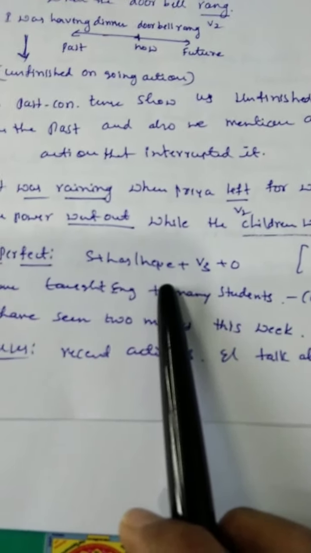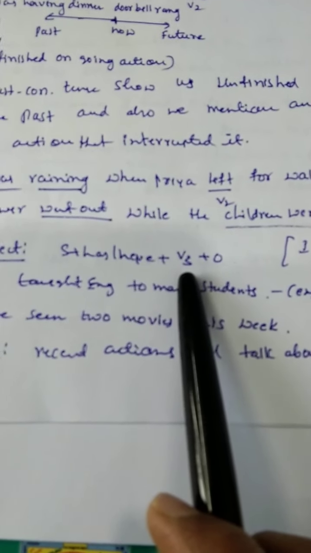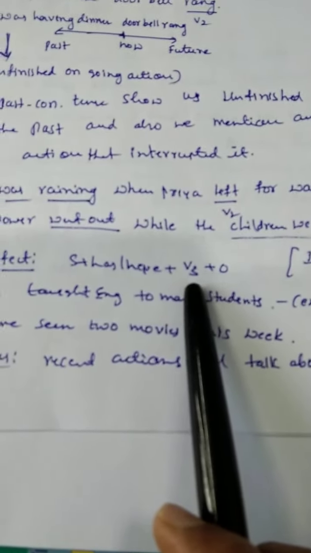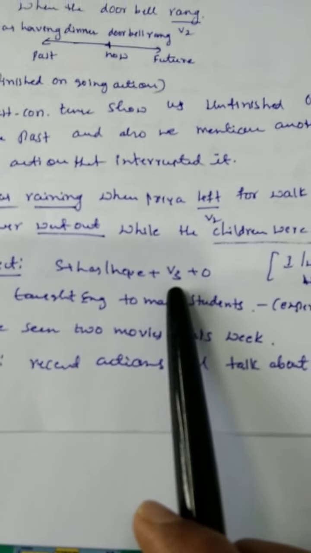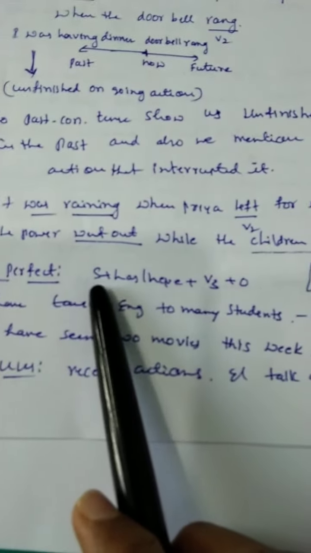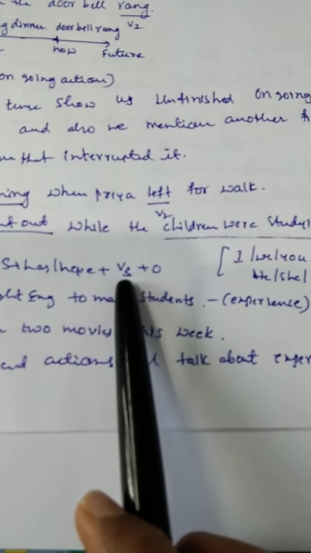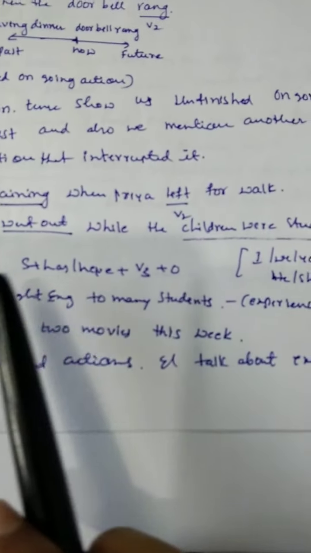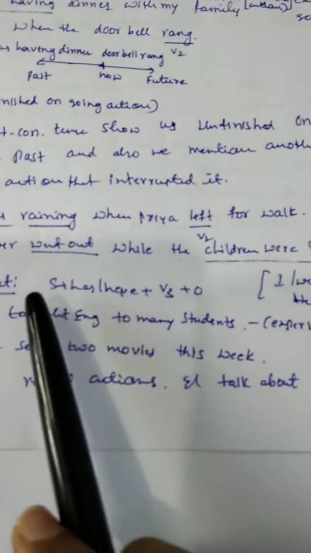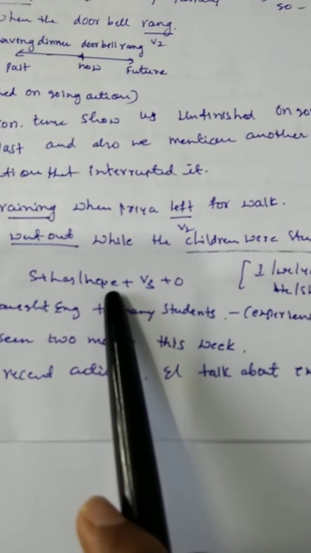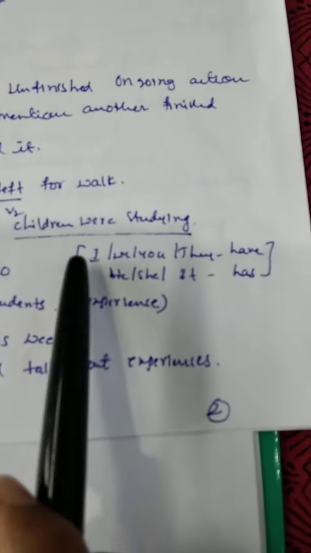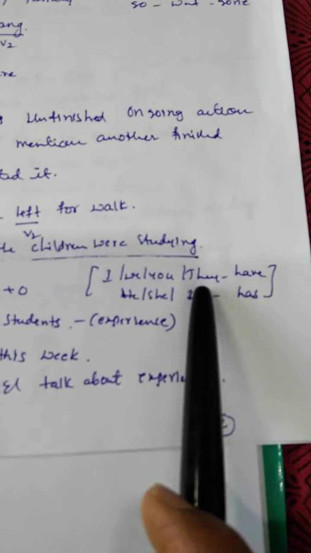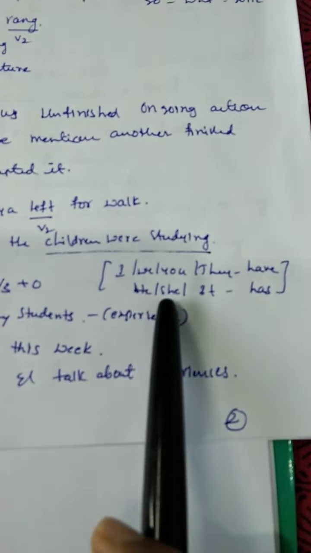And one more very important thing is, when we use this perfect tense we have to use only the third form of the verb, that is past participle. The structure of the present perfect is subject plus has or have plus V3 form plus object. If the subject is singular we use has. If the subject is plural we use have. I, we, you, and they we use have. He, she, it we use has, sorry.